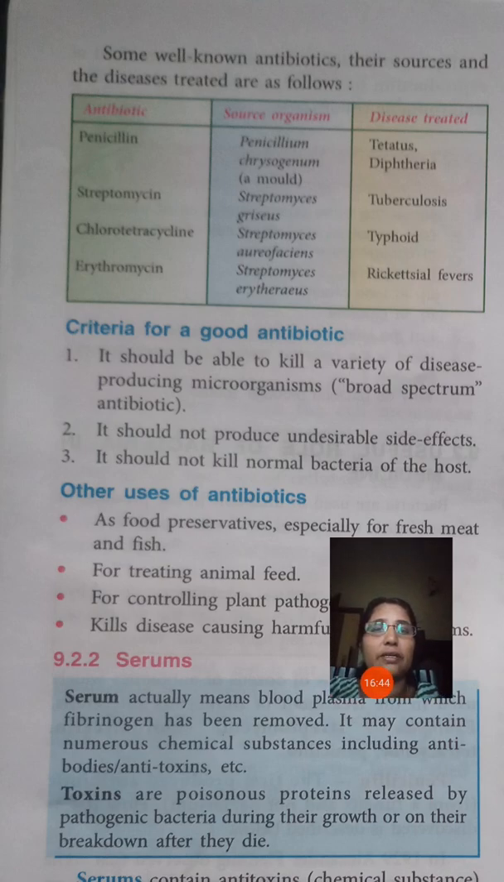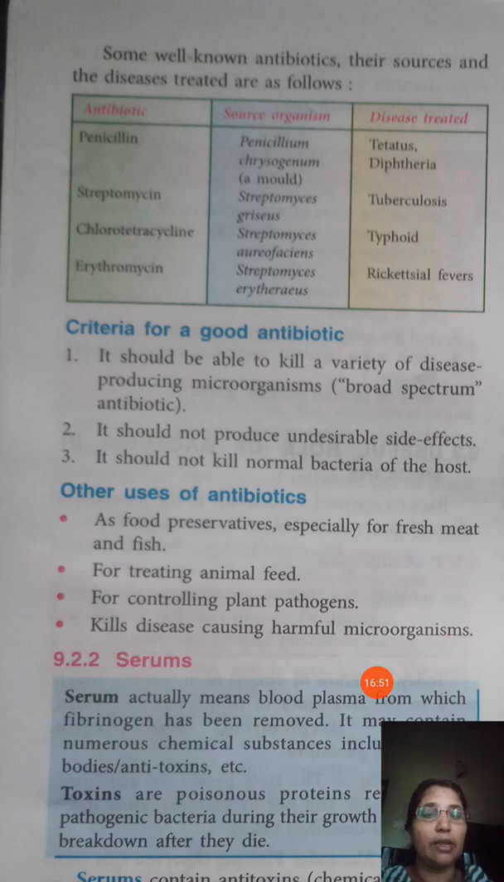Then criteria for a good antibiotic. How can we consider an antibiotic or a medicine as a good antibiotic? It should be able to kill a variety of disease producing organisms. That is a broad spectrum antibiotic. Several diseases can be treated by a single antibiotic. That is the broad spectrum. Broad, വലിയ ഒരു spectrum antibiotic. It can be used to kill several microorganisms. That is one of the criteria.